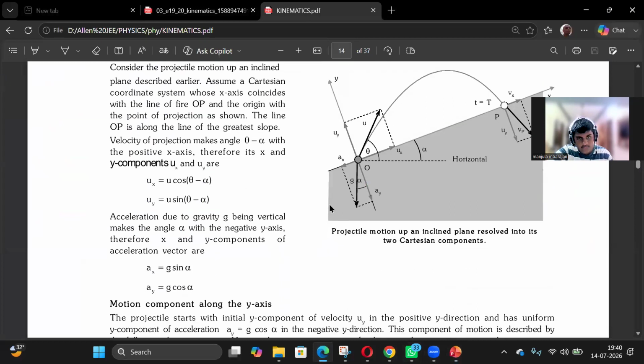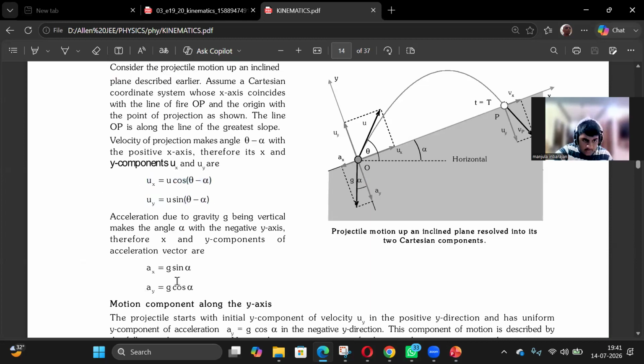The initial velocity is u, and the angle theta is with the horizontal, so the angle with the plane is theta minus alpha. Is that clear? Yes, sir. With this choice of angles, theta is with the horizontal and alpha is the angle made by the plane with the horizontal. So the remaining angle, theta minus alpha, is the angle between u and the plane. That's why ux along the x-axis is u cos(theta minus alpha), and uy is u sin(theta minus alpha). Is this clear? Yes. Okay.